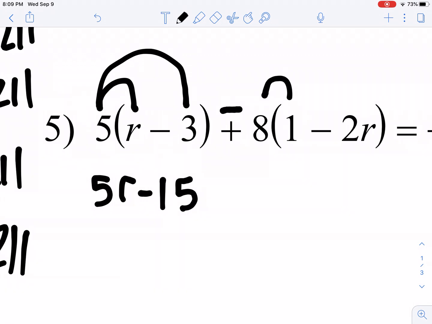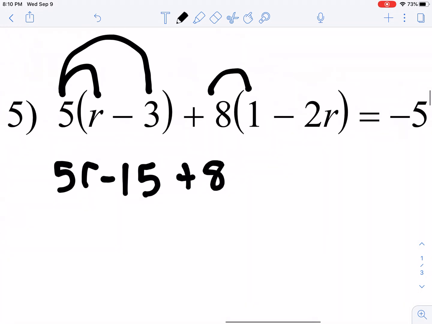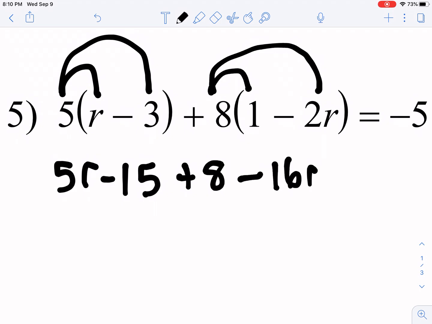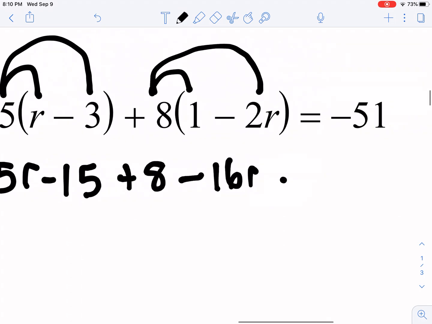We would multiply a negative 8 to each term, okay? However, we don't have a negative here, we have a positive. So I have a positive 8 times 1, which is a positive 8, so plus 8. Then 8 times a negative 2r, a positive times a negative makes a negative. 8 times 2 is 16, and then I keep my r, is equal to negative 51.